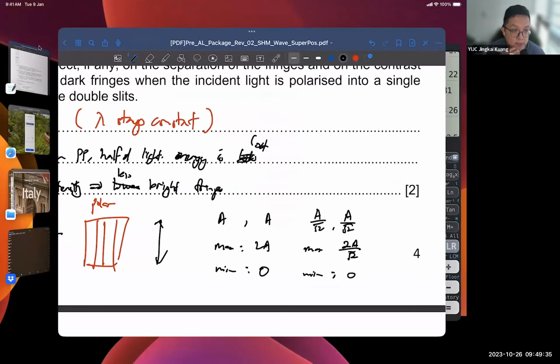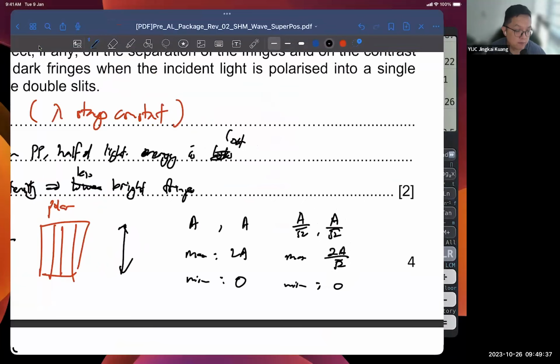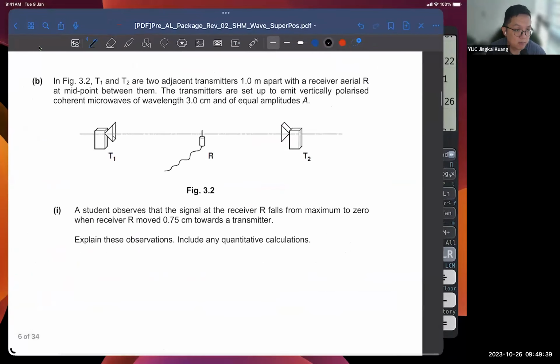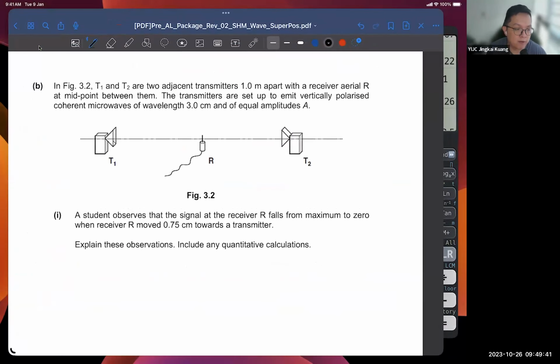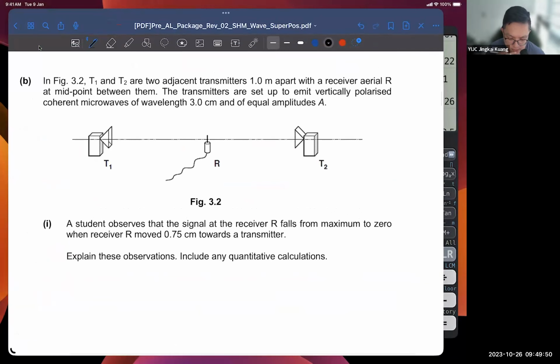So the next one is an interference question as well. I'm just assuming you want to talk about this. If no one says, I won't know. I see that those are obviously simple ones, so I'll just skip past.